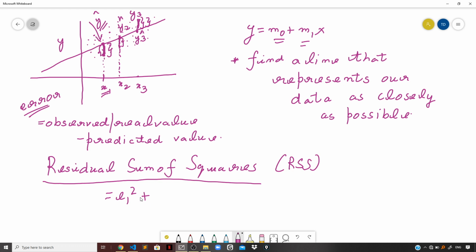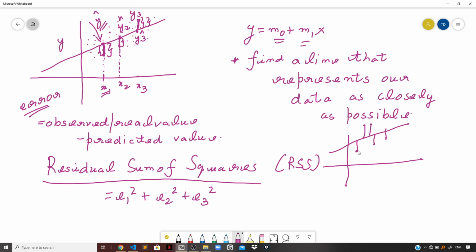So I can say residual sum of squares as e1 square, e2 square, e3 square, and let us draw a simple manual diagram for understanding this. So we can say this, and then let's say this, this, this. So these lines are representing the differences between the real value and the predicted value, and any point on the line is representing the predicted value.